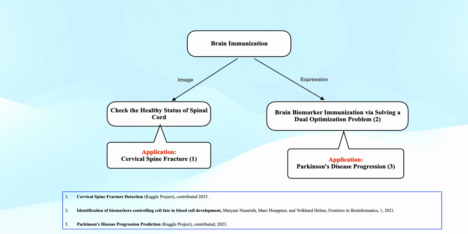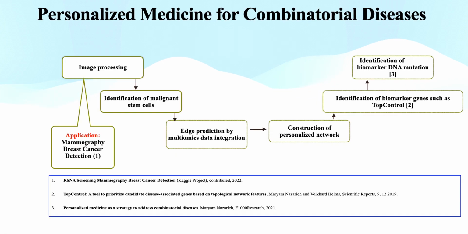And then to identify the biomarkers related to brain immunization, we suggest to solve a dual optimization problem such as Parkinson's disease progression to identify the biomarkers related to brain immunization as a primal problem.